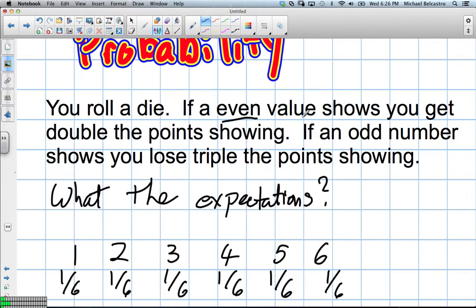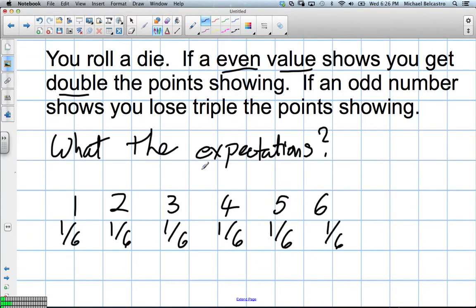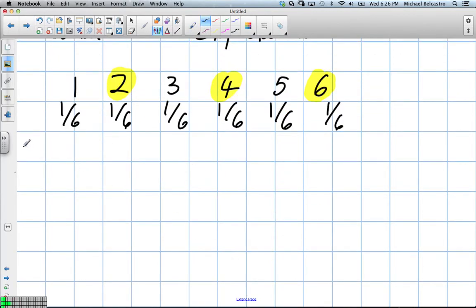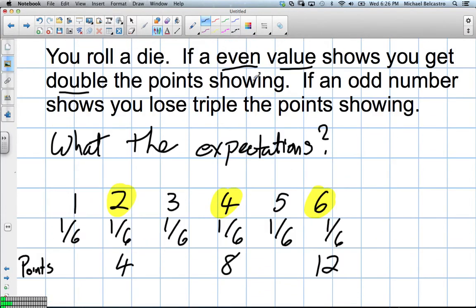If an even value shows, you get double the points. Great. So let's talk about our even numbers here. We'll highlight them. 2, 4, and 6 are even numbers. So how many points will we get if we roll a 2? 4. Yes, let's talk about points. We get 4 points for a 2. How many for a 4? 8. And how many for a 6? 12. Excellent. Great. So we know that's going to be added. We'll do those in blue so we know that we're adding these values.